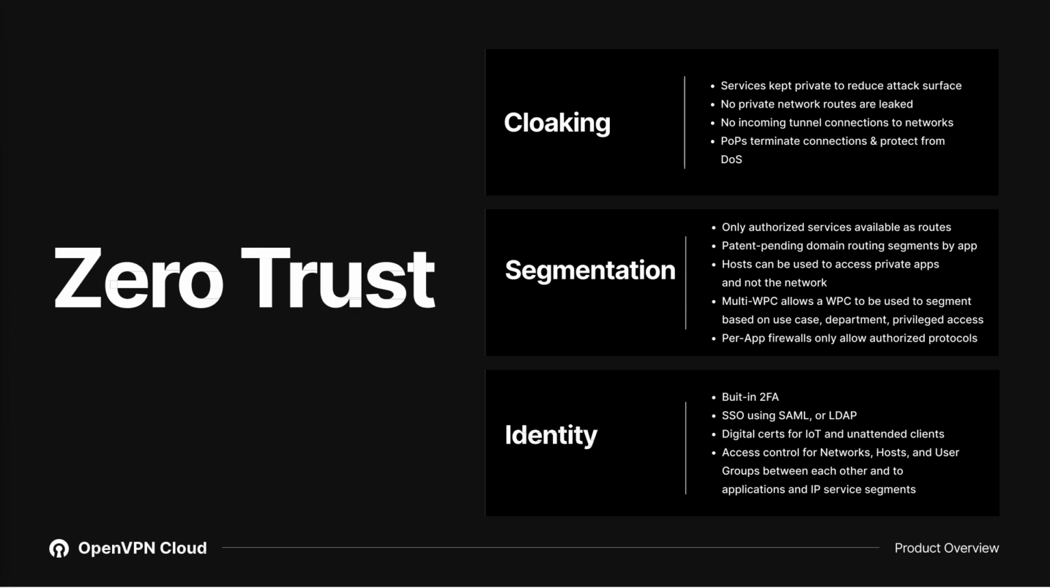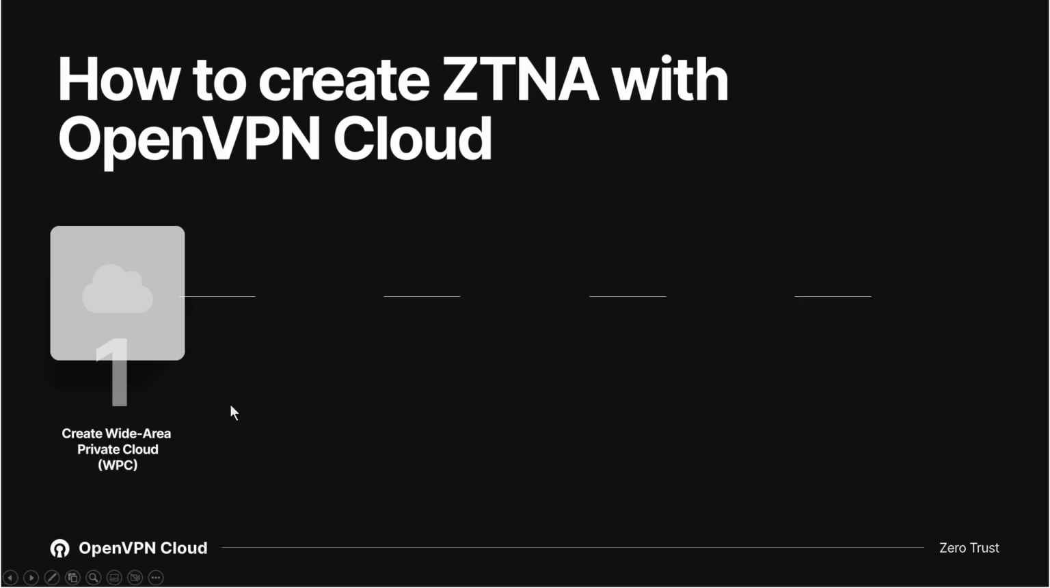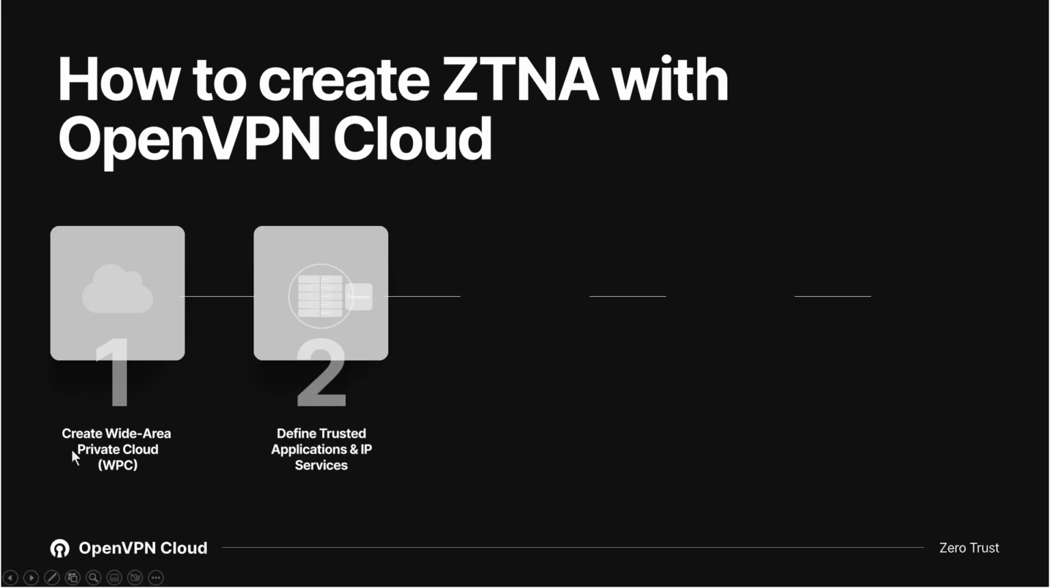So, how can we achieve or create a ZTNA with OpenVPN Cloud? First, you need to sign up for an account and create your wide area private cloud, or WPC. Choose your cloud ID. I'm going to show you this in a minute. Once you create the first one, you can create other WPCs as well. Then you're going to define your trusted applications and IP services.